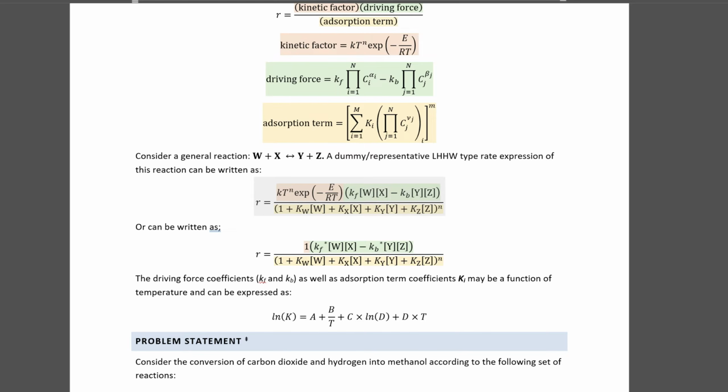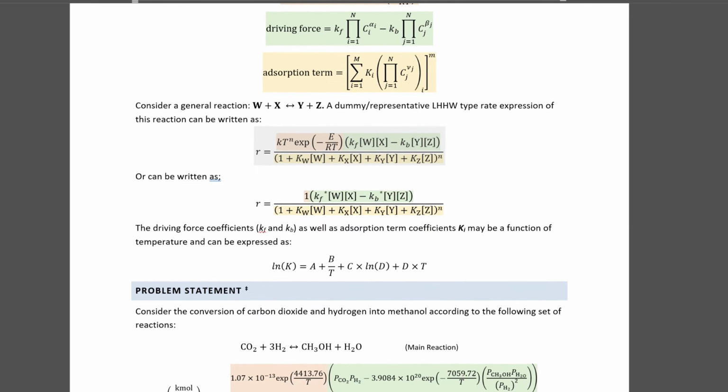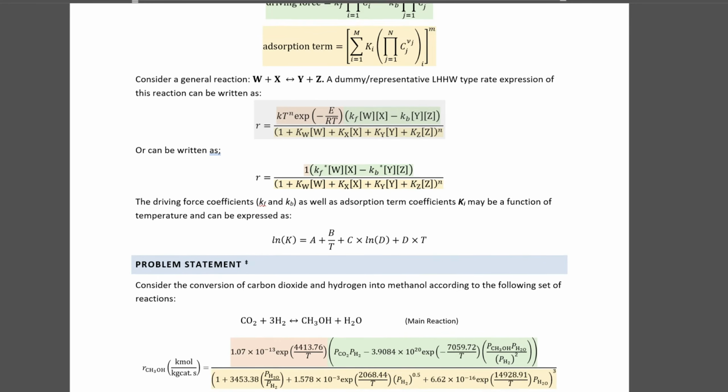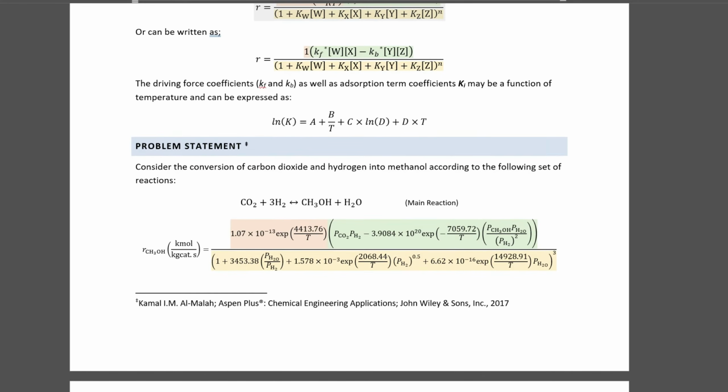Let's consider a problem to better understand how to determine the coefficients for use with the Aspen Plus LHHW type of reaction kinetics. Consider the conversion of carbon dioxide and hydrogen into methanol according to the following set of reactions. This example is taken from the textbook Aspen Plus Chemical Engineering Applications by Kamal Al-Malah. I suggest consulting this book for further details about this exercise.